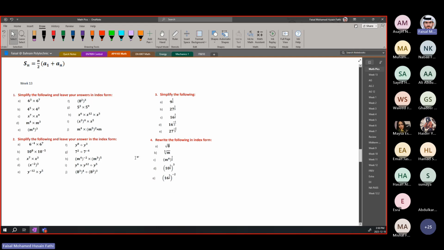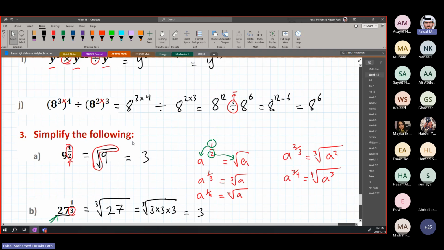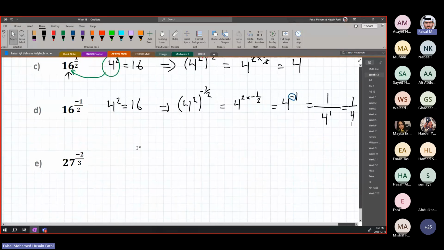It's not all calculator, and you will see that when we go into question 4. Here they're just asking you to simplify the following, but they're going to ask you to write it in index form where you need to understand some of it.